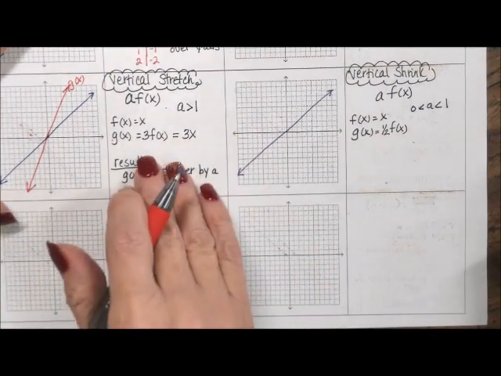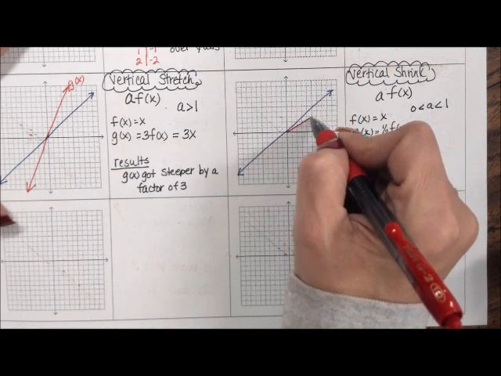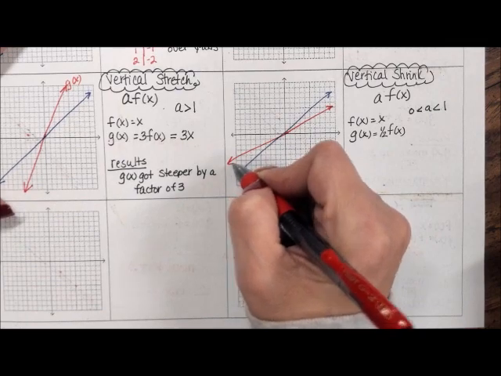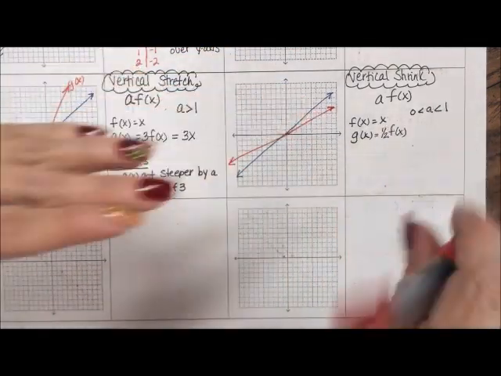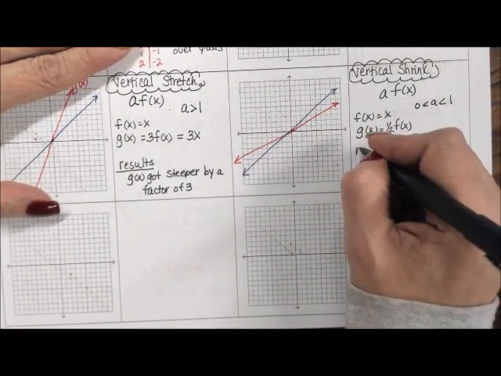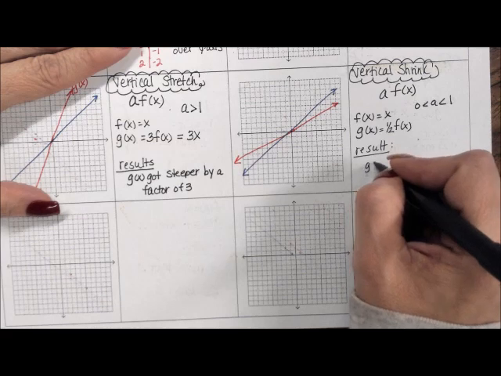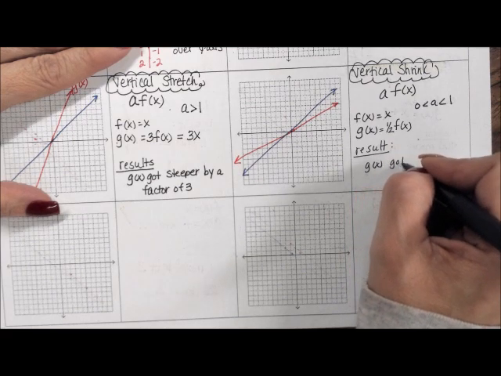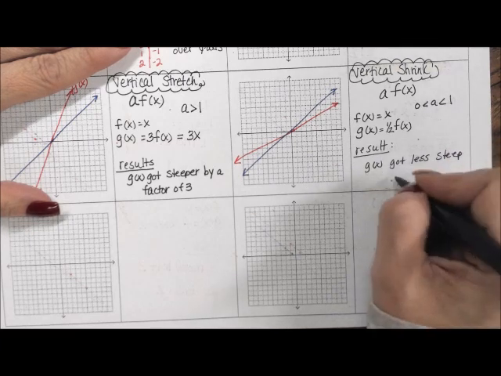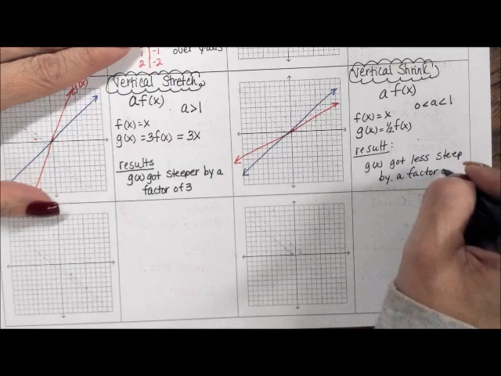So if this one got steeper, what do you think this one's going to do? It's going to look like this. Okay, so this one, it got less steep. So I'm going to say that my result is that g of x got less steep by a factor of 1/2.